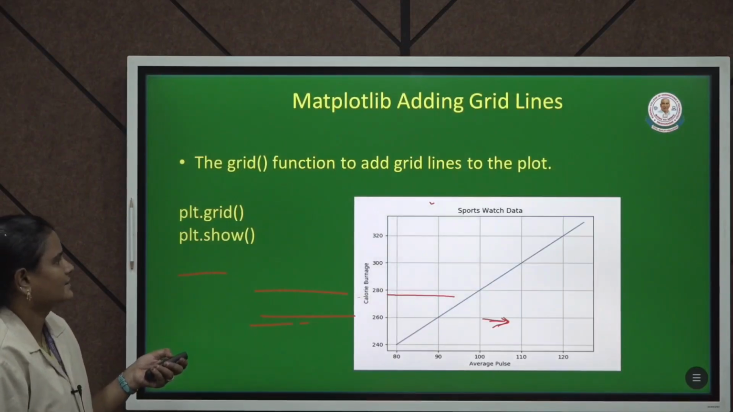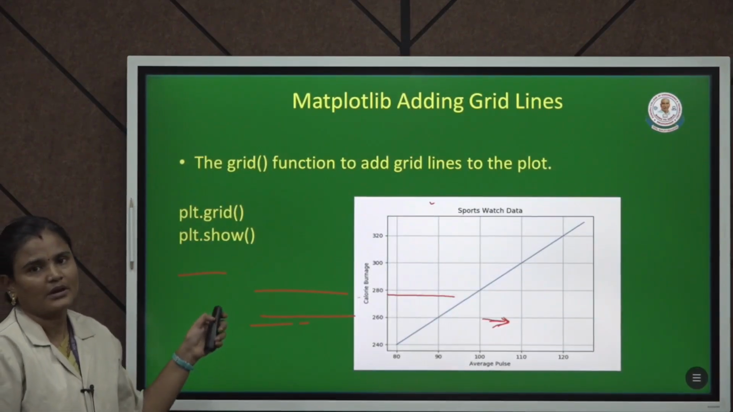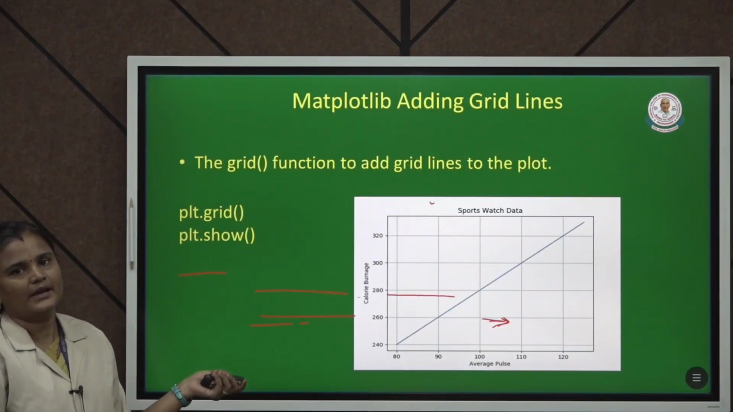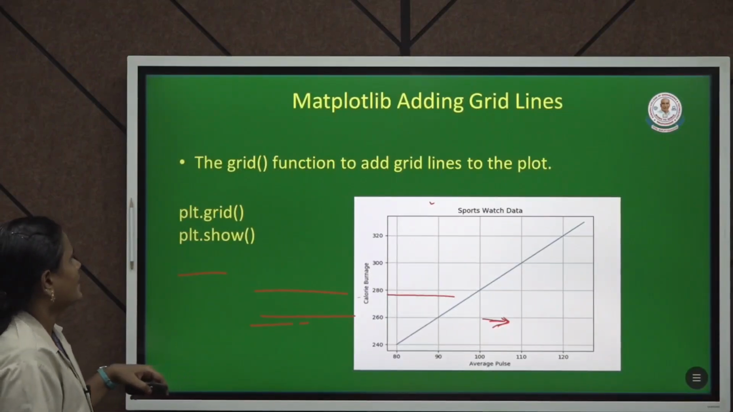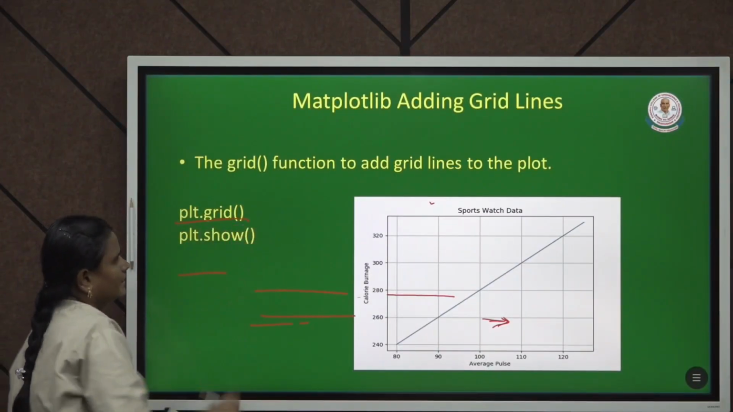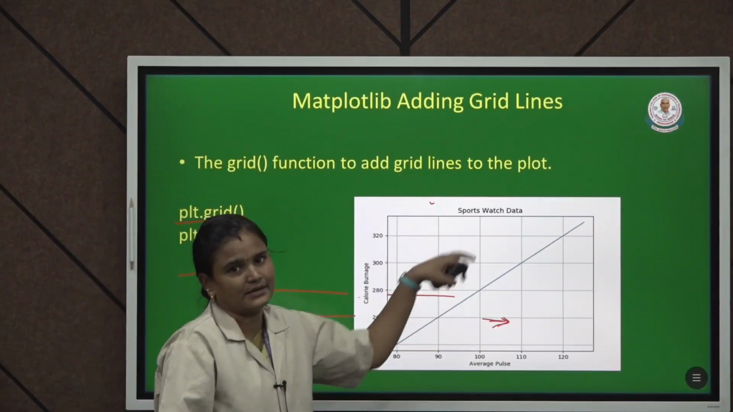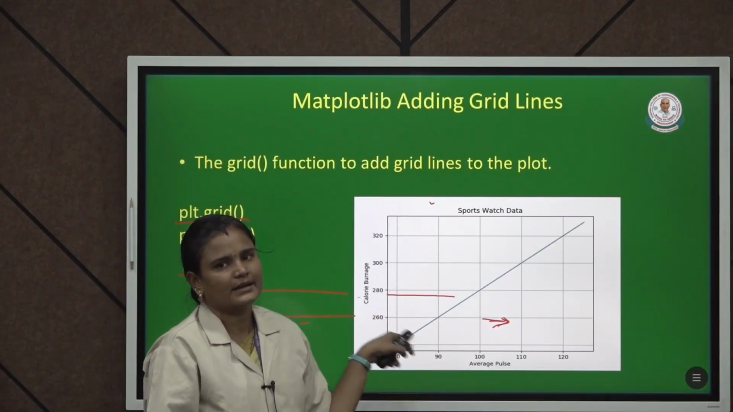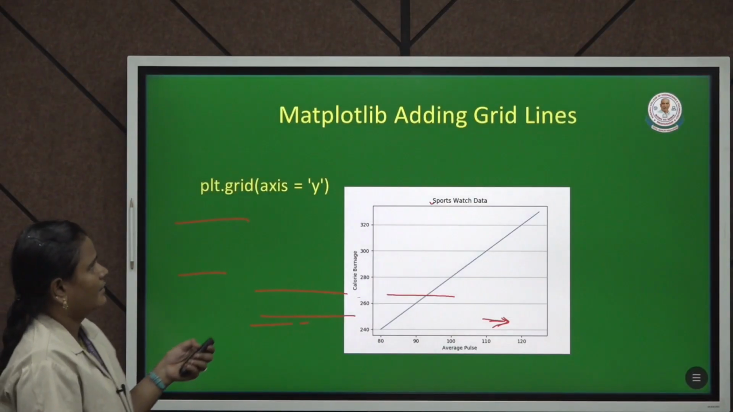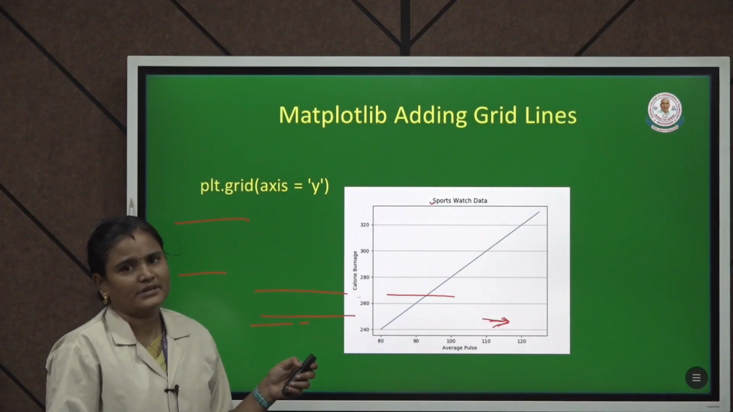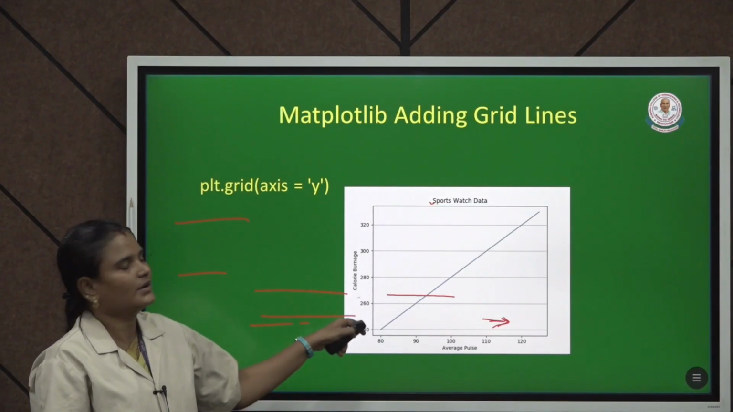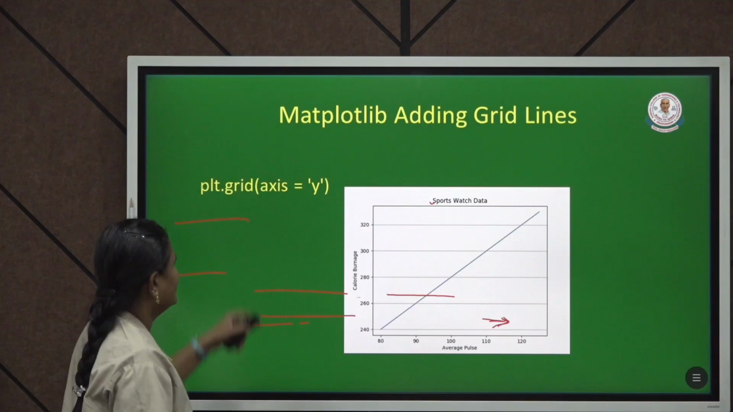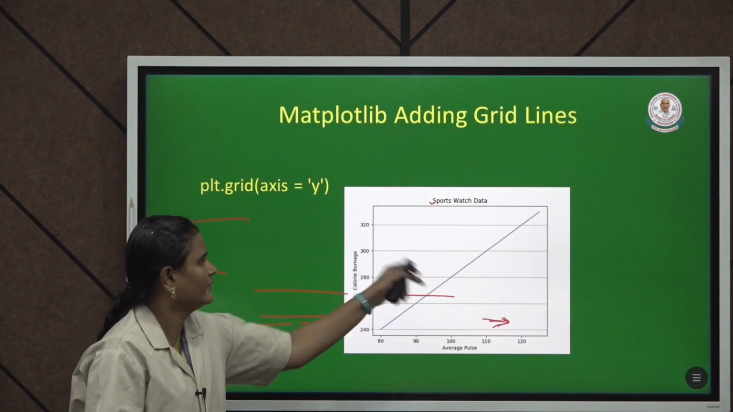Matplotlib adding grids. It is one example of adding a grid using the library. For the grid we are using plt.grid. The grid generates the horizontal and the vertical lines in the graph. This is the example for generating only grid lines.